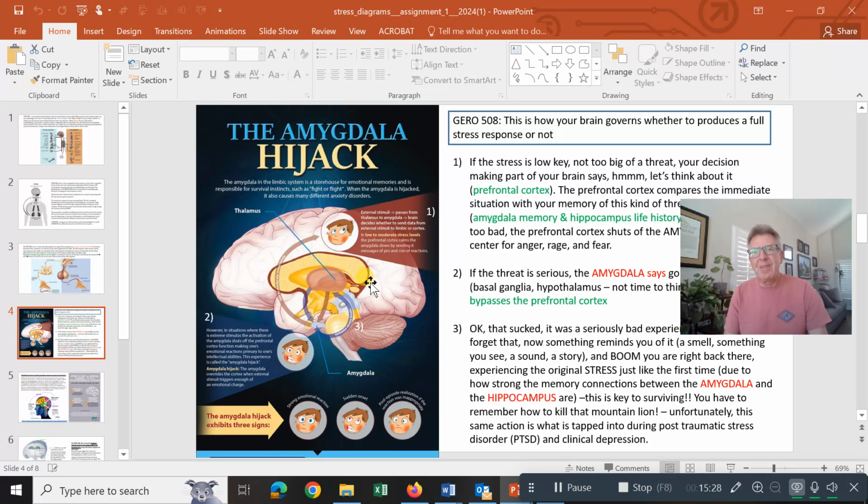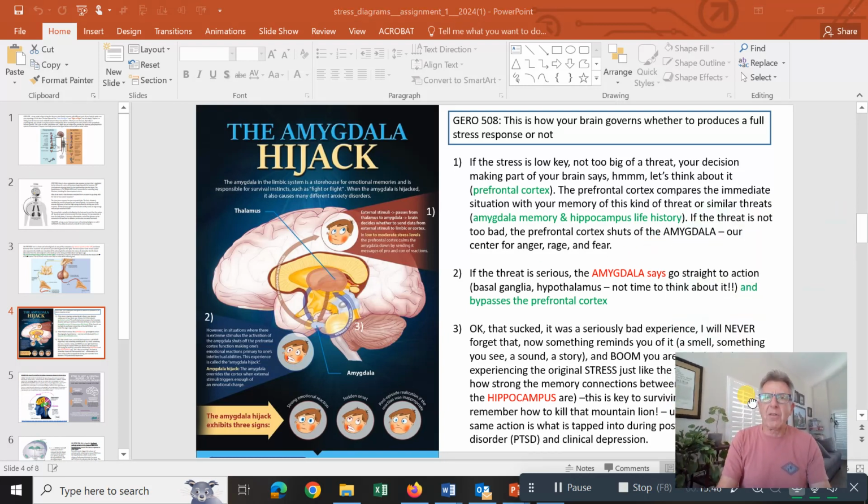We tap into this stress response even when we're just thinking, oh my God, that person didn't like my post on Facebook, and you get this adrenaline rush. Or, oh my God, how am I going to pay my student loan? So it's a chronic stress. This is this hijacking concept.